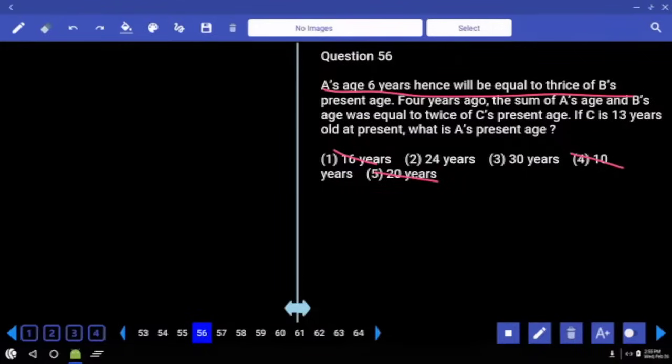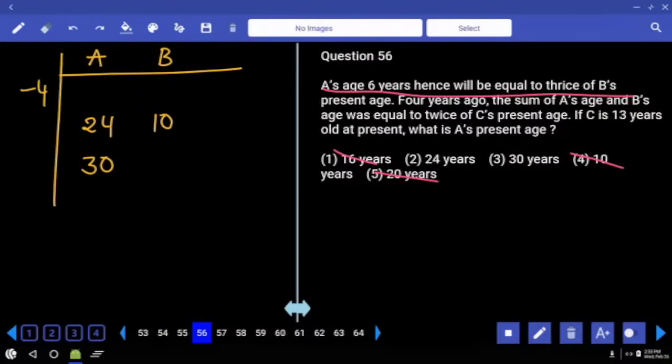When you have two options, either you prove one is right or you prove one is wrong. Okay? Let me take A's present age is 24. After 6 years, 30. That will be 3 times of B's present age. Then B present age must be 10 only. 4 years back, A was 20, B was 6.